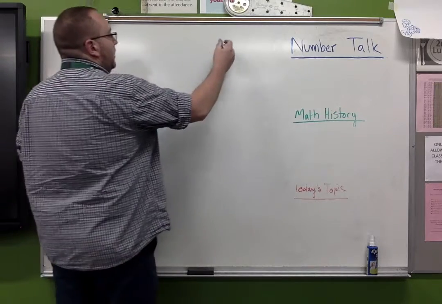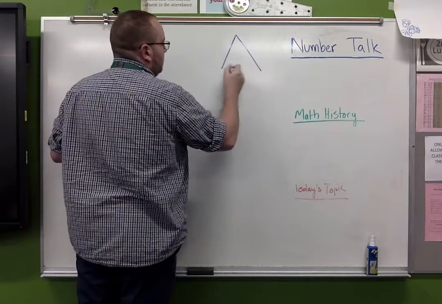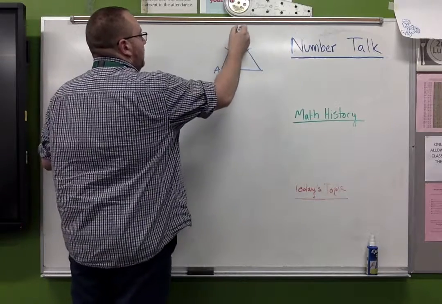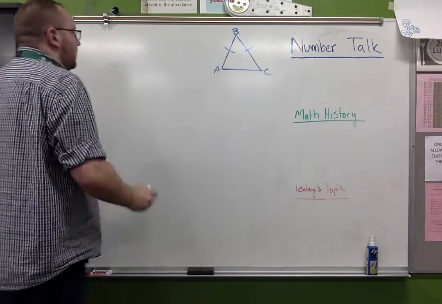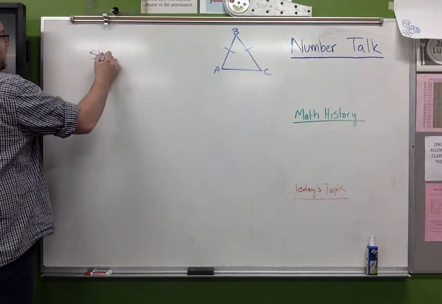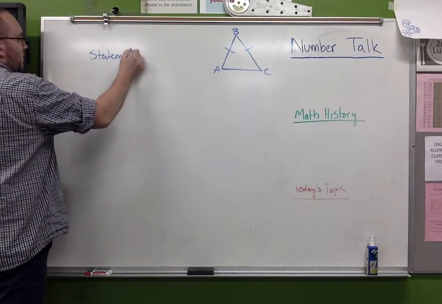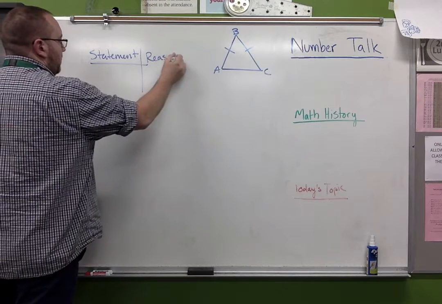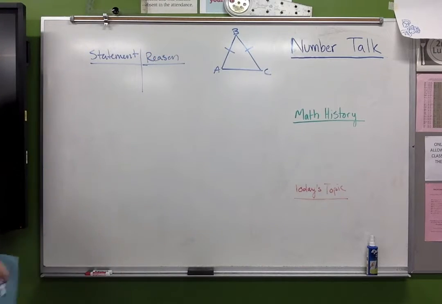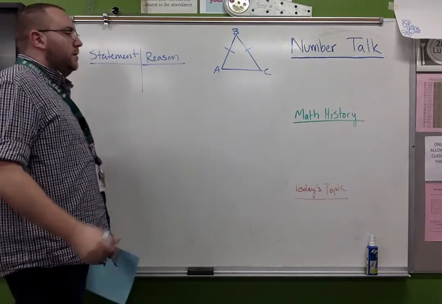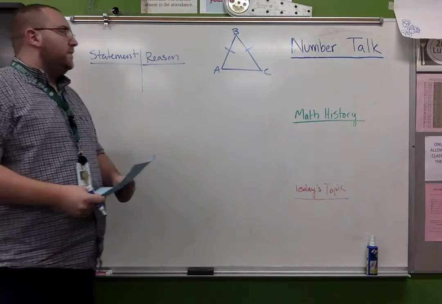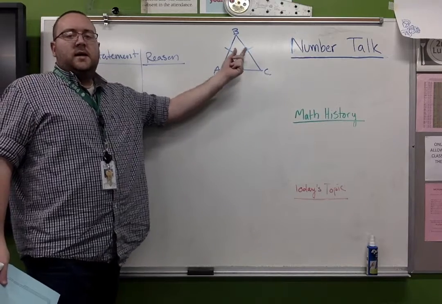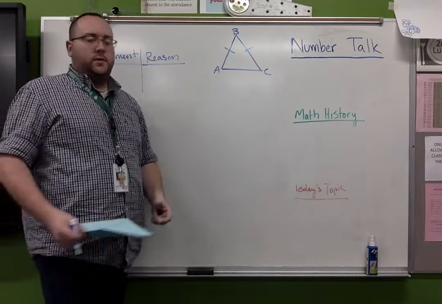So we need an isosceles triangle. Okay, and we're going to call it A, B, C. Let me get my statement and reason over here. Okay. So the base angles theorem is just saying that if I have an isosceles triangle, the two congruent sides, the angles opposite of those two sides are also congruent.